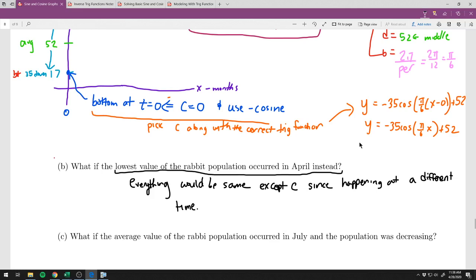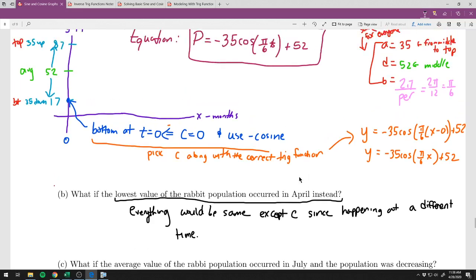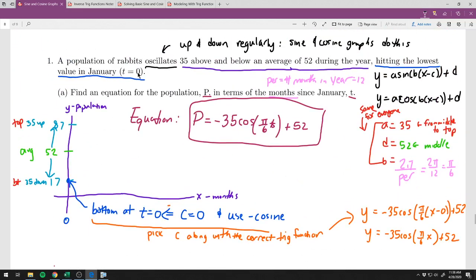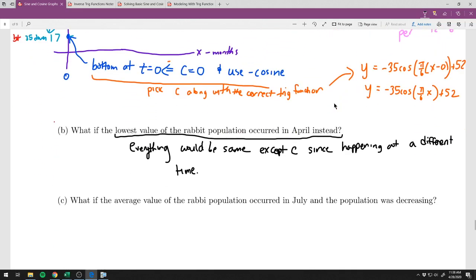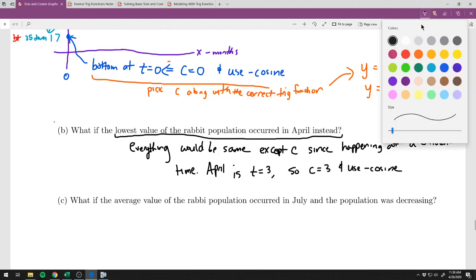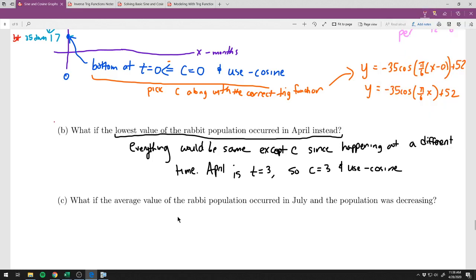Now, you do want to be careful here with as far as what April means. April is not t equals 4, it's t equals 3 because it's 3 months after January. So April is t equals 3. So we're going to have C equals 3. And we're still talking about the lowest value, so we still want to use negative cosine. Right, nothing else changed. We didn't change the range of the population or anything.